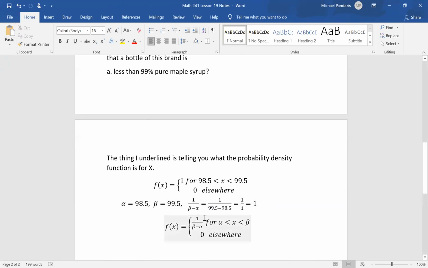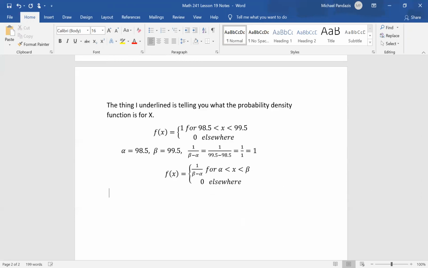Okay, so this function f of x is equal to 1 for x values between alpha and beta. So for x values between 98.5 and 99.5, f of x is 1, and it's 0 elsewhere. So you can see how we get this from that. Okay, so this f of x is our probability density function. Now that we found f of x, we can find probabilities of capital X being in a range of values.